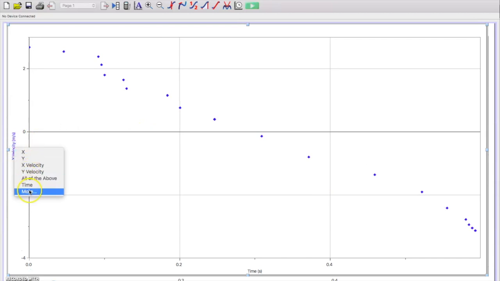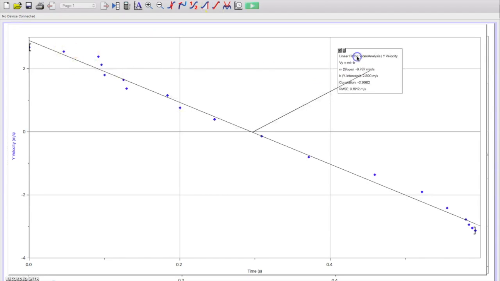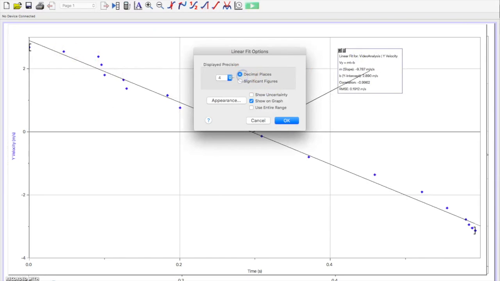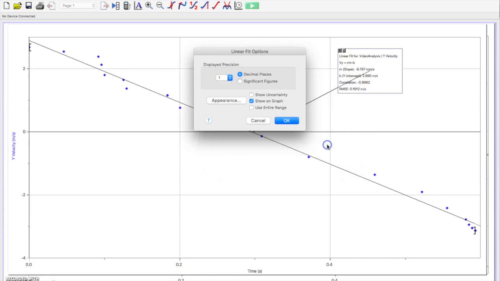I can go through that same process again we've talked about. We'll keep it at vertical velocity. It appears to be a linear trend. So I'll go ahead and up here to my linear fit and get this big again. Let's go to 1 decimal again. And 20 font so we can see it a bit.